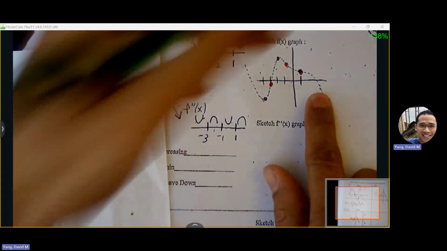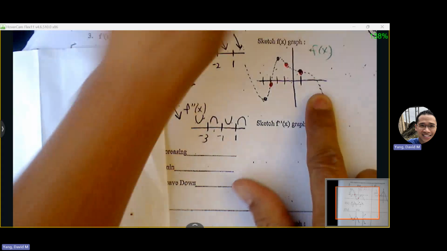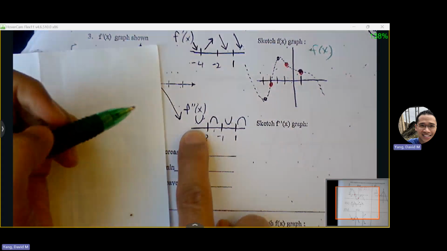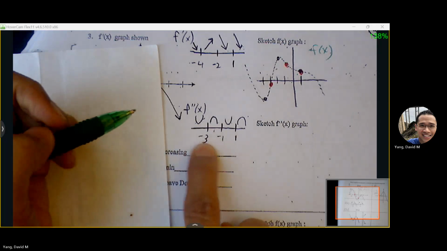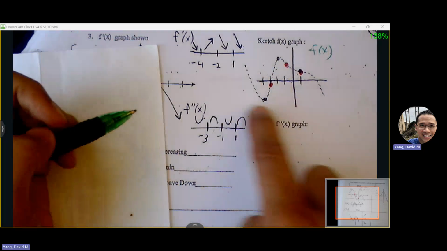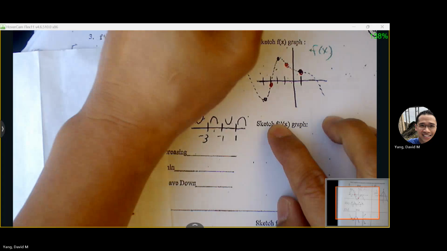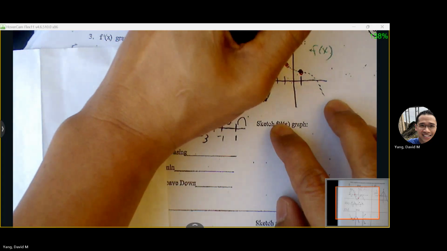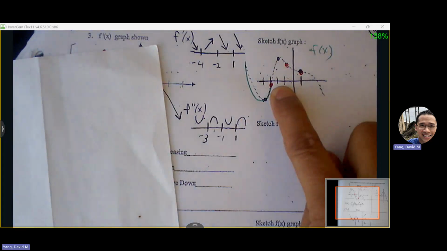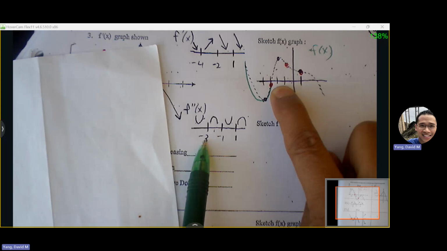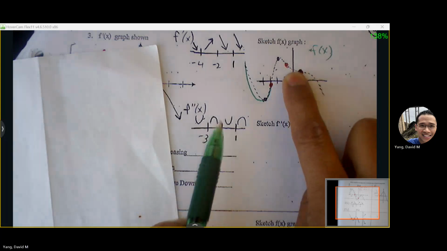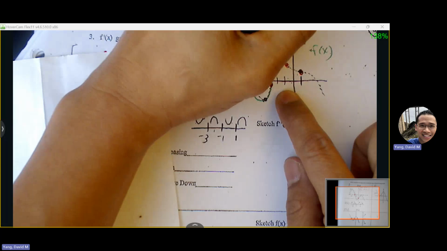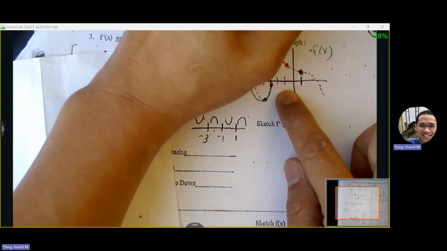Okay, now we're dealing with the f of x graph. What do we start off with? Concave what? Up. So we're going to give it that U shape. And then a transition, point of inflection. Now we're going to shift back to what? Concave down. So from point to point, we're going to give it that concave down shape.